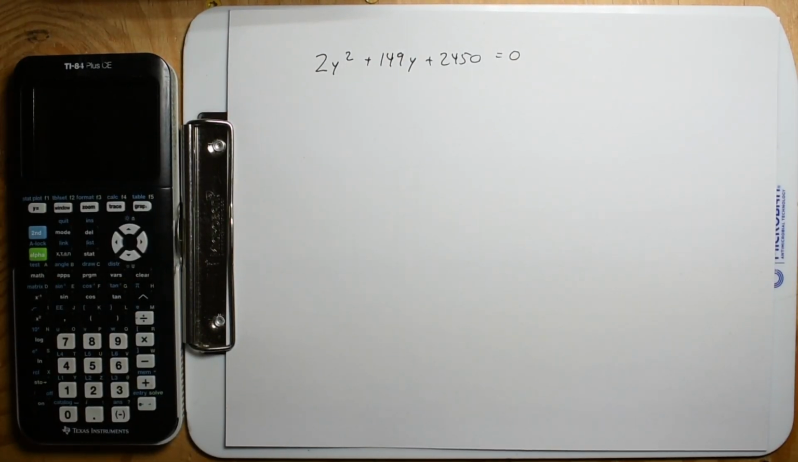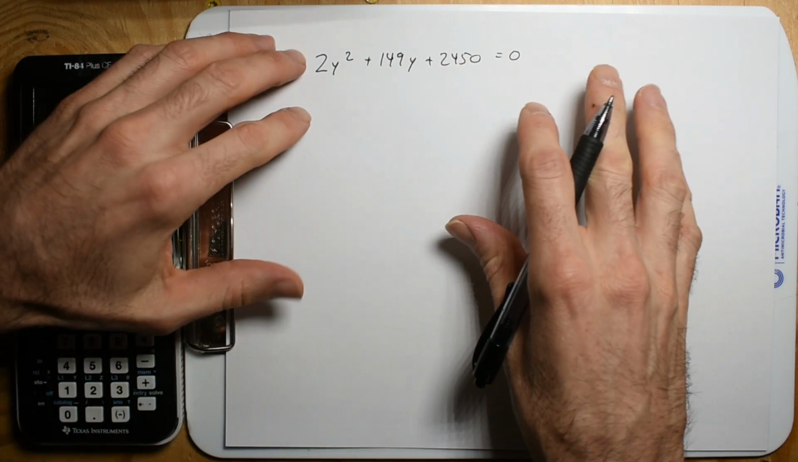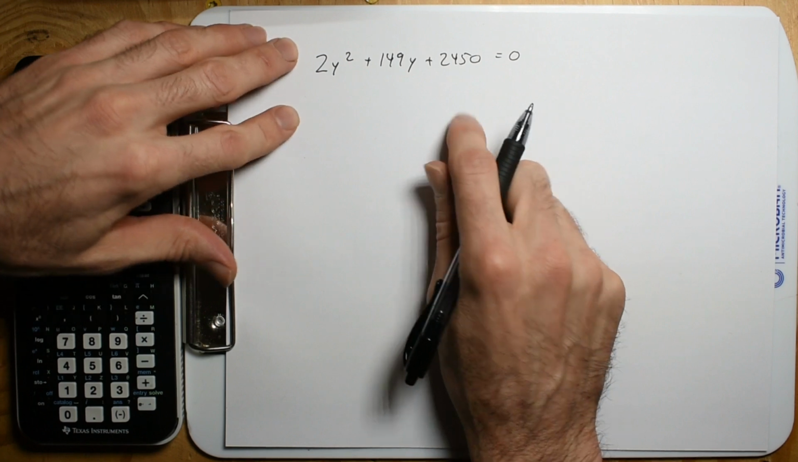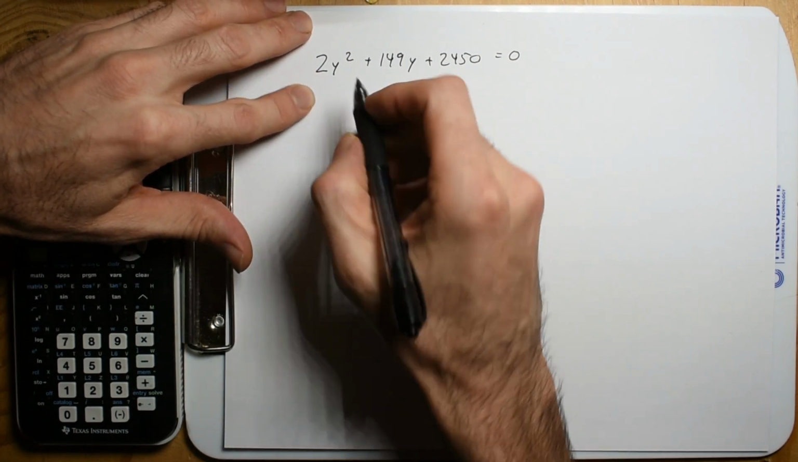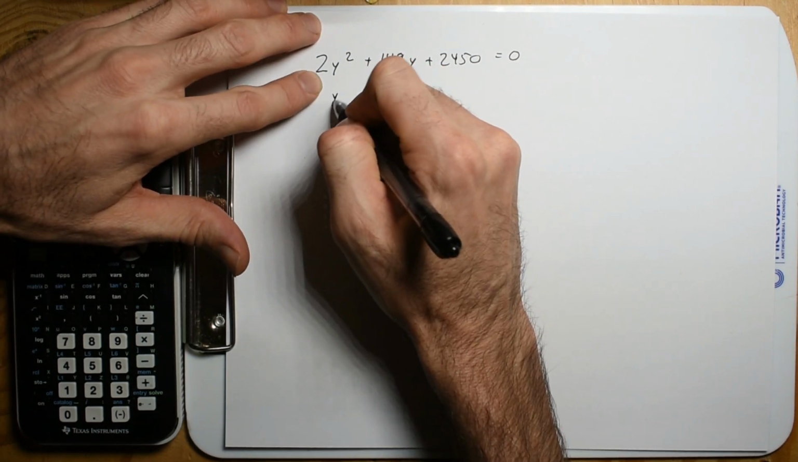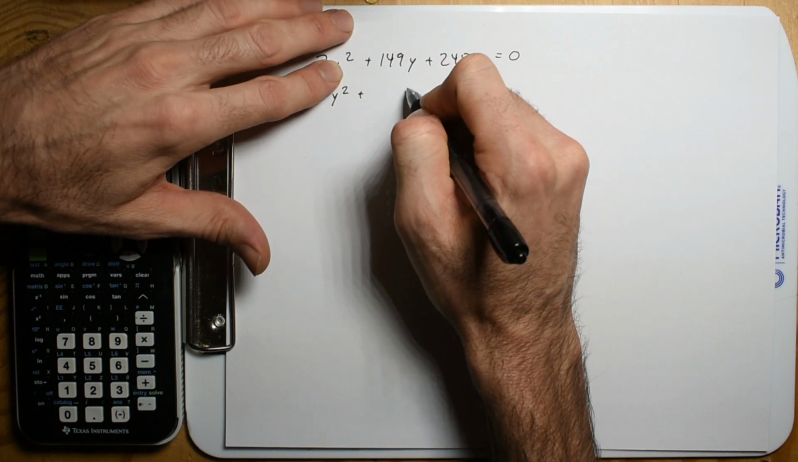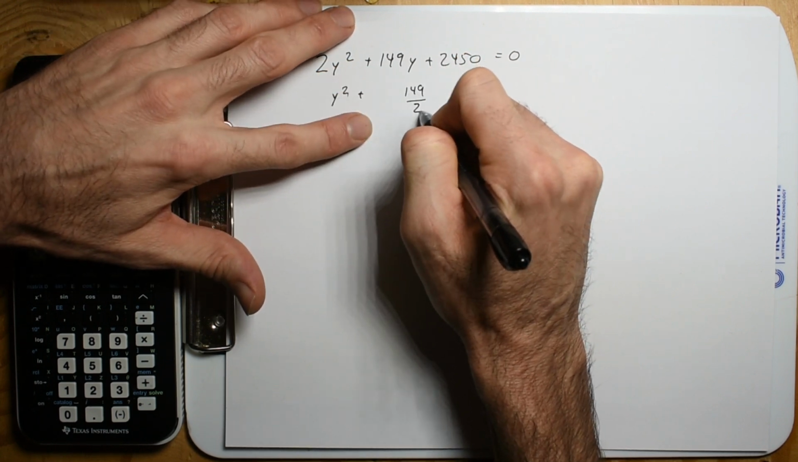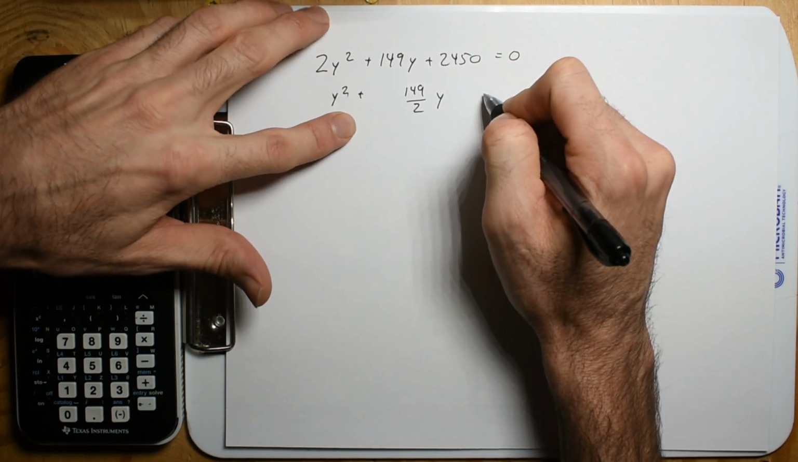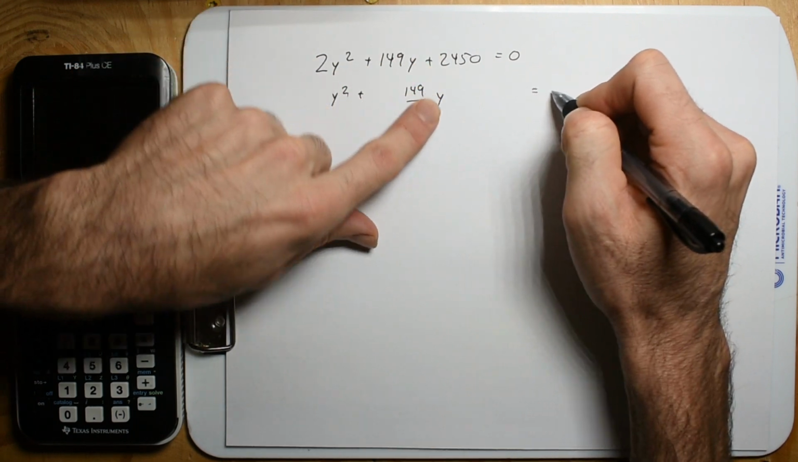All right, hell yeah. So back at it. And I refuse to use the quadratic equation. I always complete the square. So we can't, but what we're going to do is get this by itself. So this has to be 149 divided by 2y. And then we need to get this to the other side.